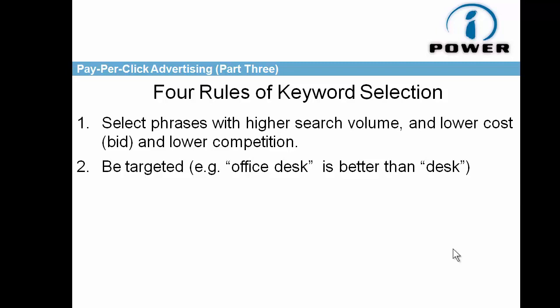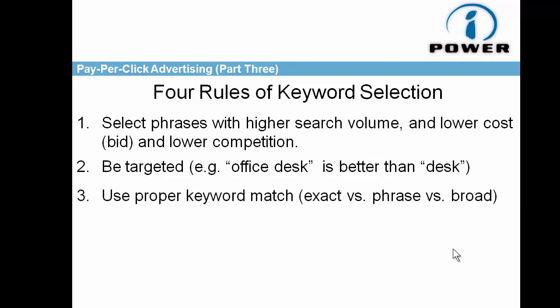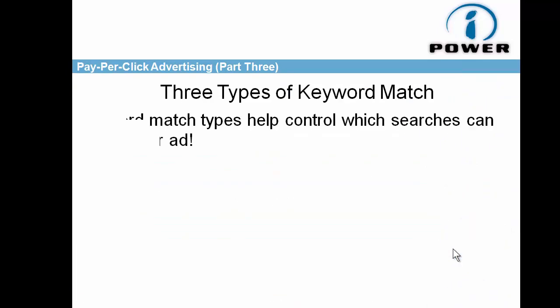Rule number two. And now the third rule of an effective keyword selection: use proper keyword match. Well, actually there are three types of matches. They're called exact, phrase, and broad search. Let me explain. Actually, keyword match types help control which searches can trigger your ad. So you have a certain degree of control whether or not your ad will show if people search for your search term.